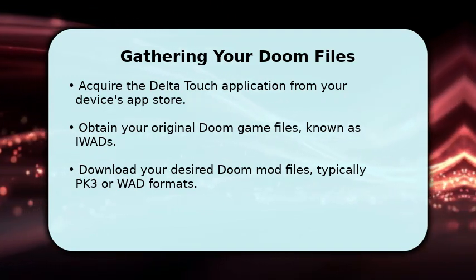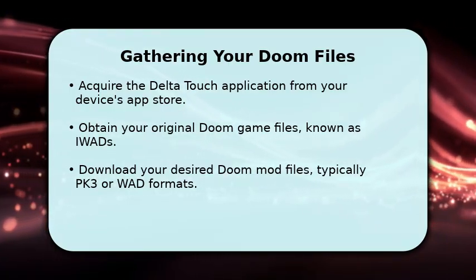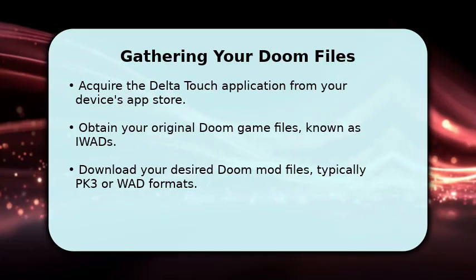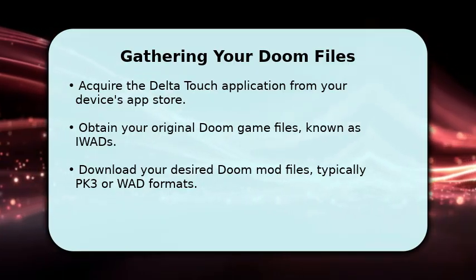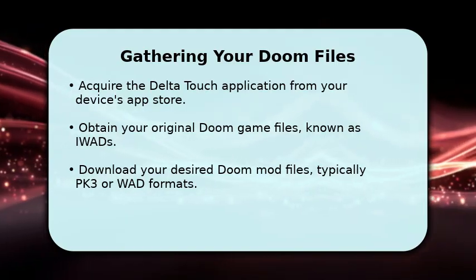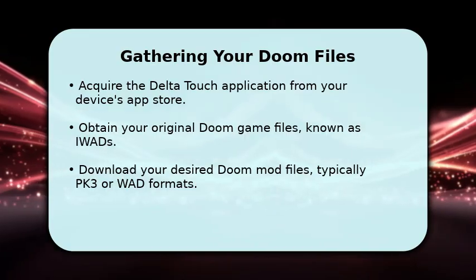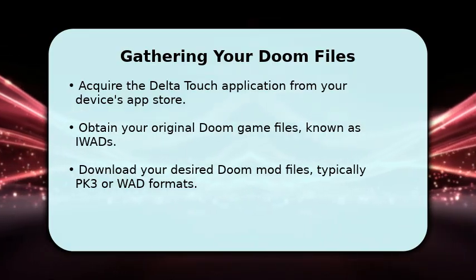First, you'll need the Delta Touch app, available for a small fee on your Android App Store. This powerful application acts as a comprehensive source port. Next, you'll need your original Doom game files, often called IWAD, like Doom 2 WAD. You can usually find these by installing Doom on a computer and copying them. Finally, download any mod files you wish to play, which are commonly in PK3 or WAD format.